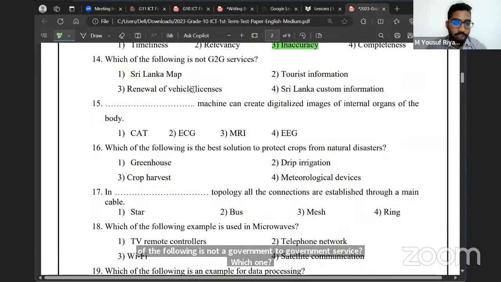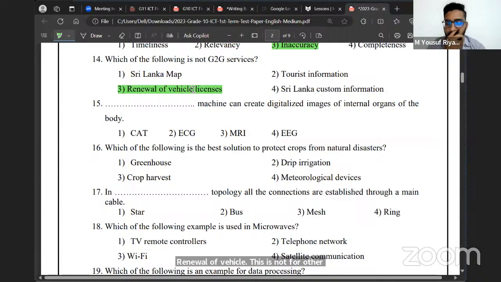Renewal of vehicle license is not for other governments. This is a service that mostly only citizens can obtain. The remaining three can be obtained by other governments, but the third one is for the citizens.